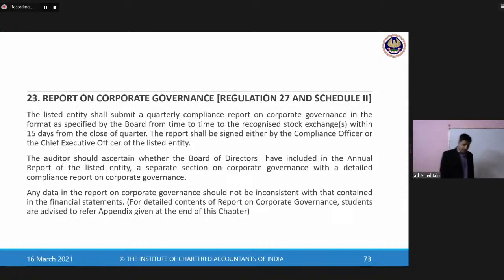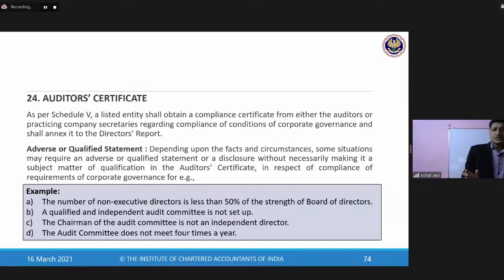Moving on to the next requirement, and that is about the auditor's certificate. So let's understand what this certificate is. Every listed company shall obtain a compliance certificate from either the auditors or a practicing company secretary regarding compliance with the conditions of corporate governance and shall annex it to the director's report. So along with the director's report, a certificate around the compliances will be submitted.